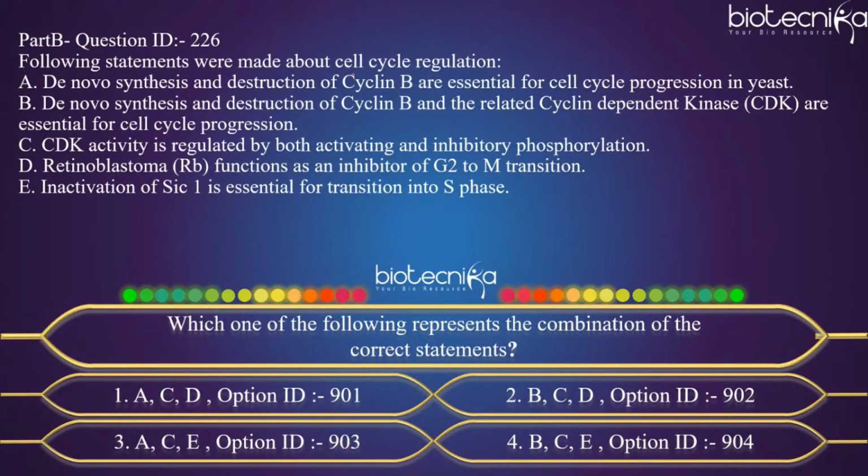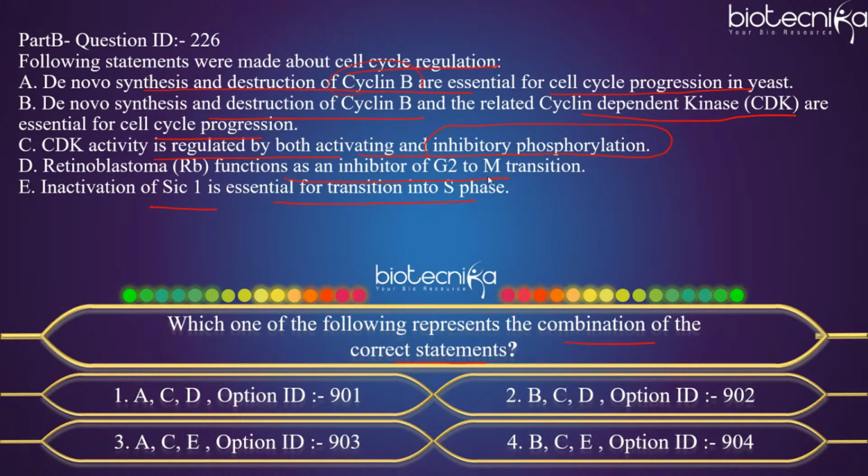The following statements were made about cell cycle regulation. You have to find the combination of the correct statements. A, de novo synthesis and destruction of cyclin B are essential for cell cycle progression in yeast. B, de novo synthesis and destruction of cyclin B and cyclin dependent kinase are essential for cell cycle progression. C, CDK activity is regulated by both activating and inhibitory phosphorylation. D, retinoblastoma functions as an inhibitor of G2 to M transition. E, inactivation of SIC1 is essential for transition into S phase.